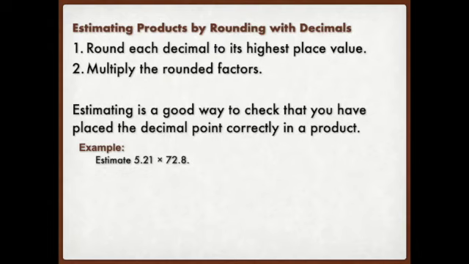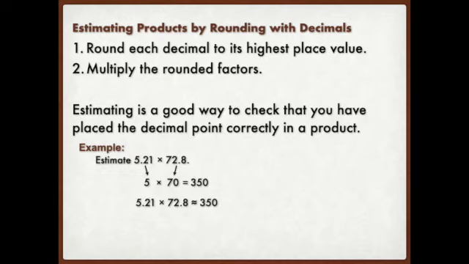So if we have 5.21 times 72.8, and we're asked to estimate, the highest place values are going to be the 5 and the 7. So we would round that 5.21 to 5, and then we'd round the 72.8 to 70, because 2 is not greater than 5, so we would round down. So that would be a 70, and then we multiply. 7 times 5 is 35, and then we add the 0.